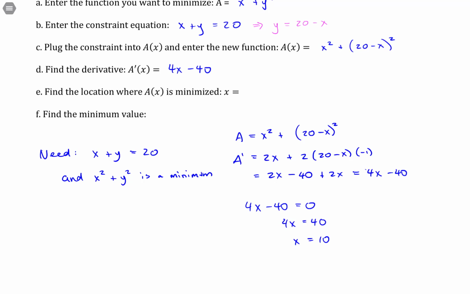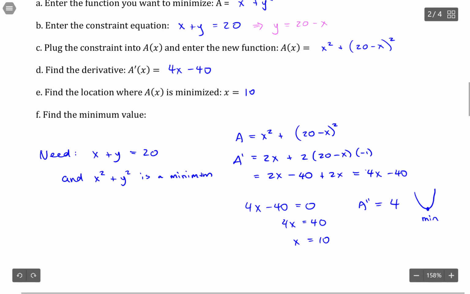So you want to have some sort of logical reasoning as to why you know that it's a minimum versus a maximum. One way is to get a second derivative, if a second derivative is easy to get. So the second derivative here would just be 4, which is always positive. And if the second derivative is always positive, that means you have a curve that is always concave up. And so any critical value you come across would have to be a minimum. So that pretty much verifies that this is definitely a minimum at x equals 10.